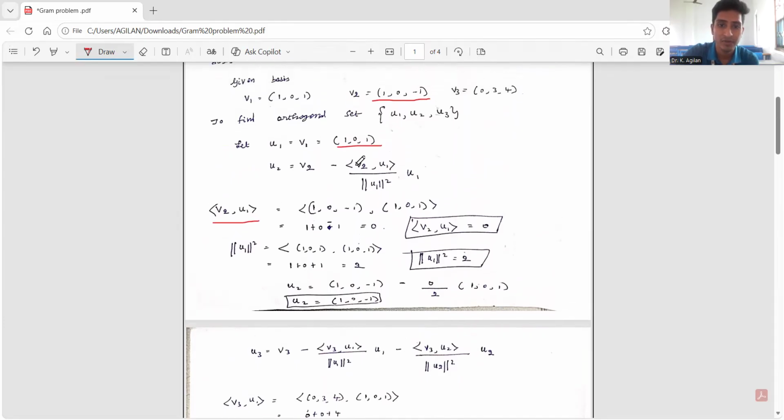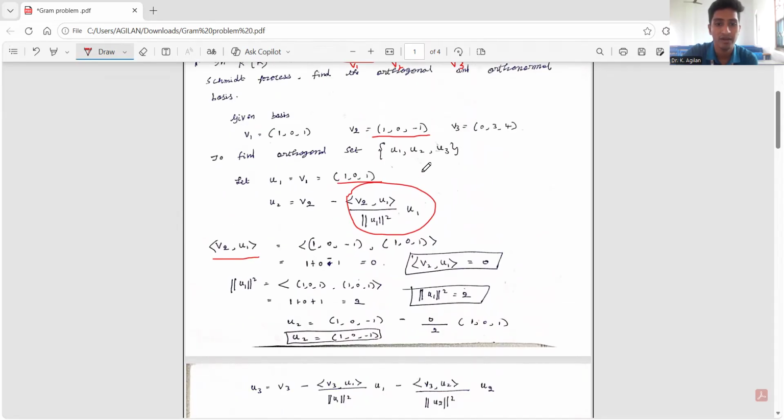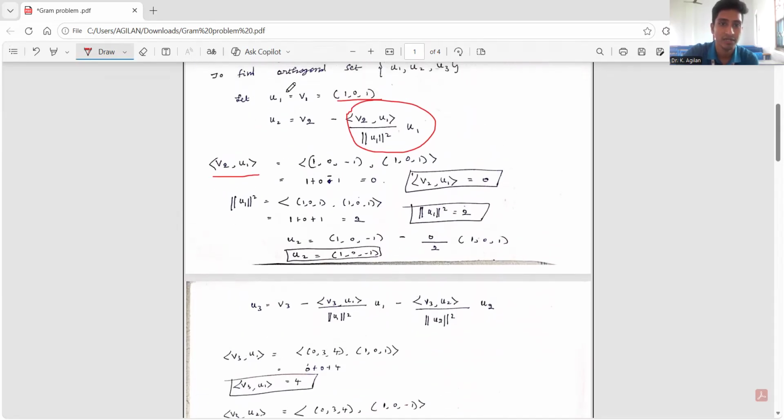So here the inner product of V2 comma U1 is nothing but 0, so the full term vanishes, which means 0. So simply we can say that U2 equals V2, right? V2 is nothing but 1 comma 0 comma minus 1. So V1 is nothing but U1, V2 is nothing but U2, fine.